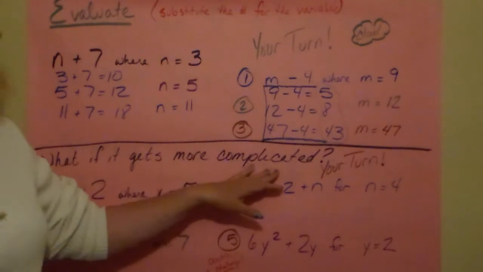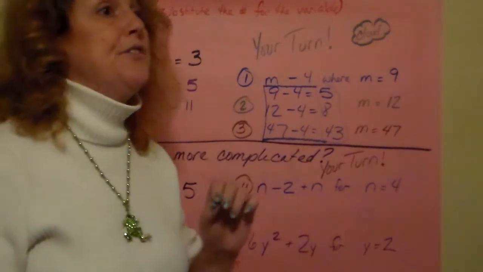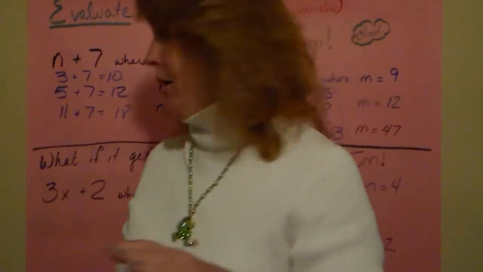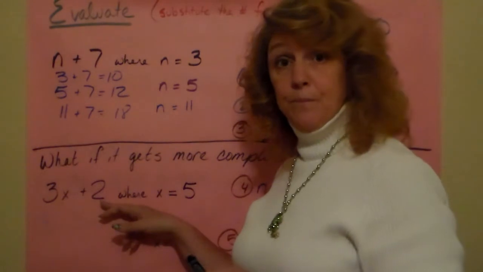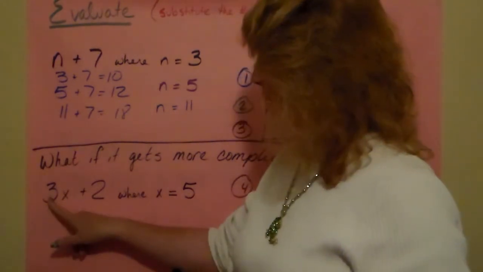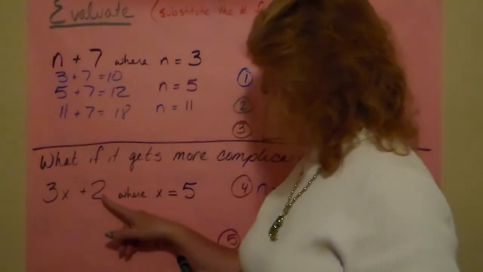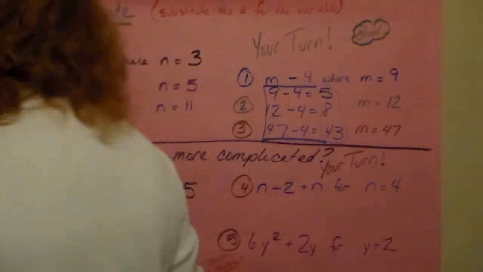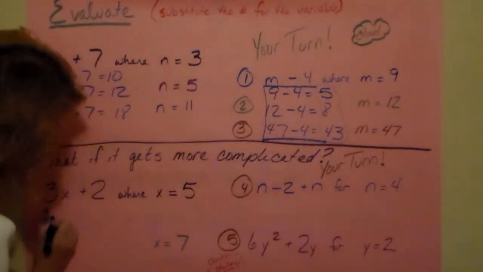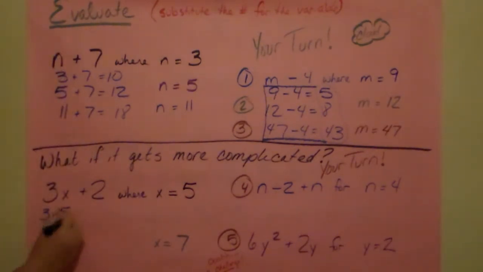What if it gets more complicated? You know how to do some pretty complicated equations right now. What if it's 3x plus 2? Well, this means that it's 3 multiplied by x and then plus 2, where x equals 5. That actually means 3 times x, which is 5, plus 2.